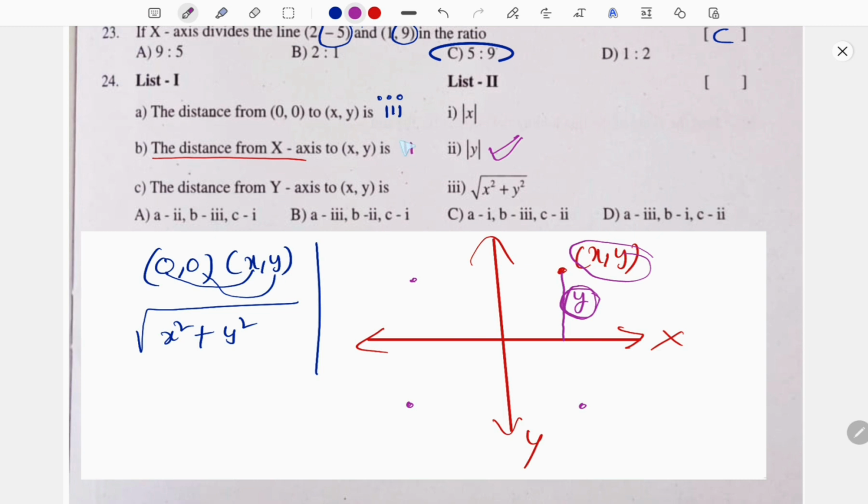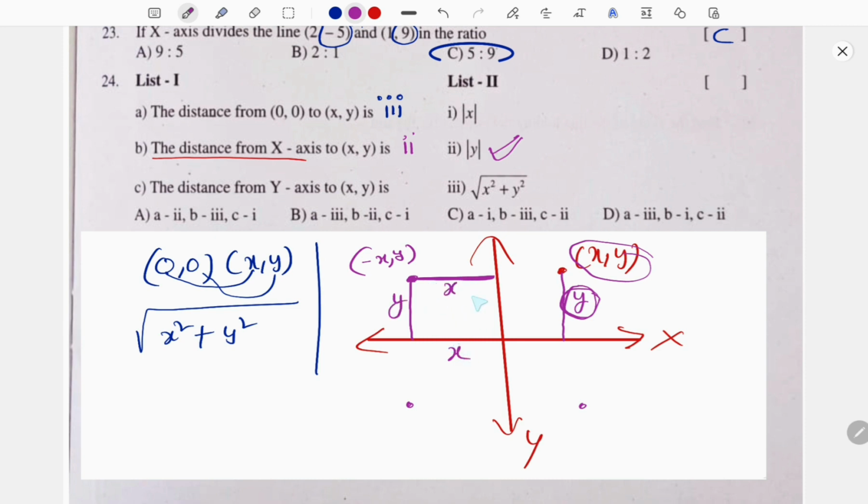So what is the answer for B? The second one is B. Now the third one, the distance from the y-axis to the point (x, y). Suppose here I take the same point, (x, y). From the y-axis this is the distance. How much is this distance? Suppose, now this is x and this is y. So here these both are equal.